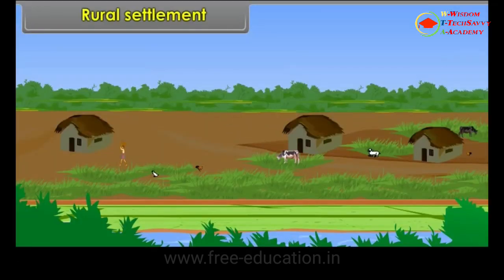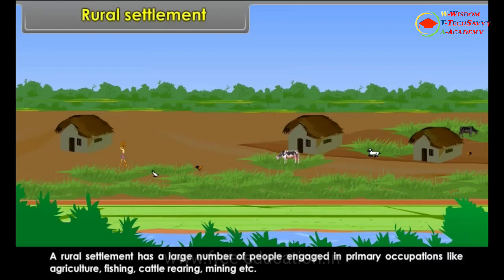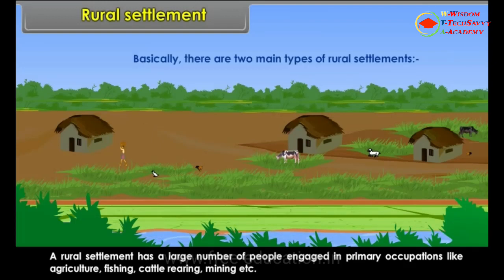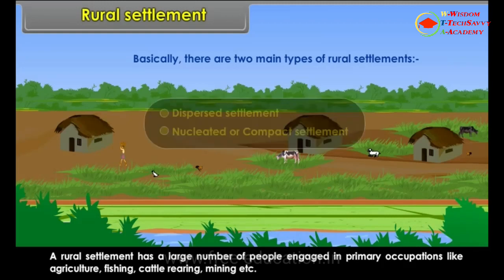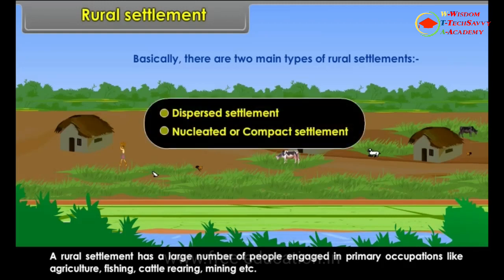Rural settlement. A rural settlement has a large number of people engaged in primary occupations like agriculture, fishing, cattle rearing, mining, etc. Basically, there are two main types of rural settlements: dispersed settlement, and nucleated or compact settlement.